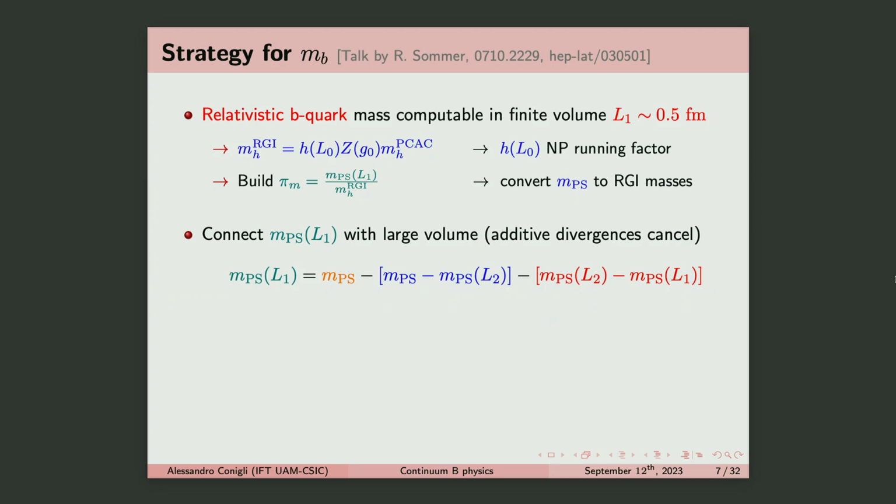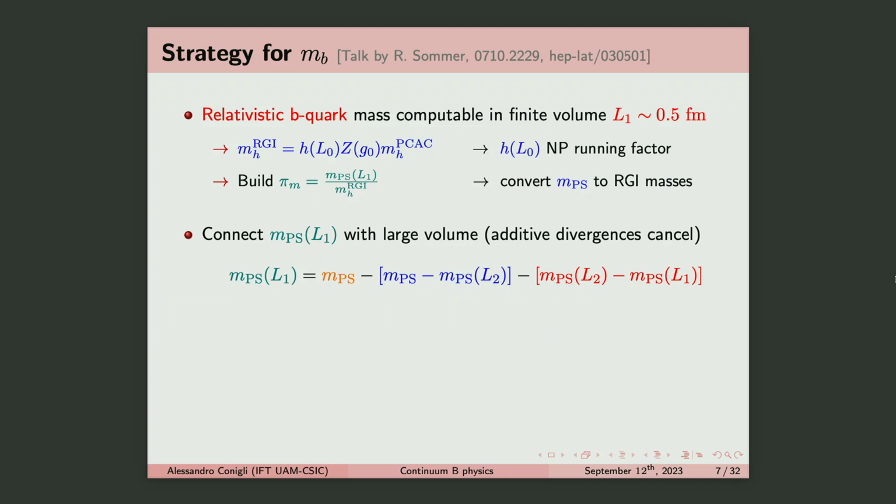Now that we have this quantity, what we need is simply to connect the pseudoscalar mass in the small volume L1 to the large volume in a clever way. And by clever, I mean that we have to make sure that we properly cancel all the divergences that I was mentioning before arising from the static theory. And this is exactly what I'm showing here with this series of subtractions, where, as you can see, each term cancels completely, and eventually we recover the equalities.